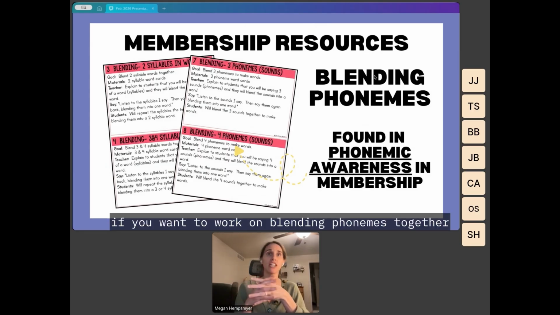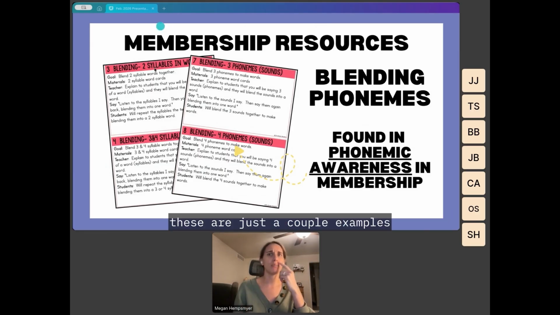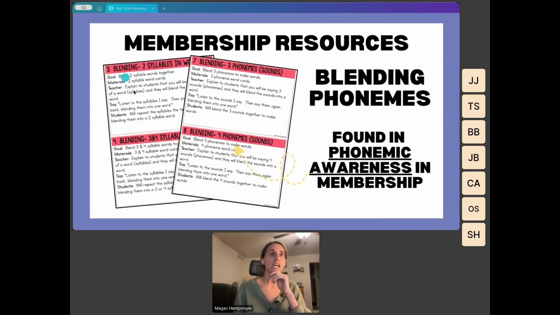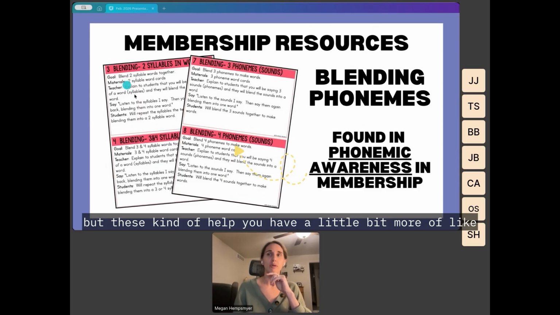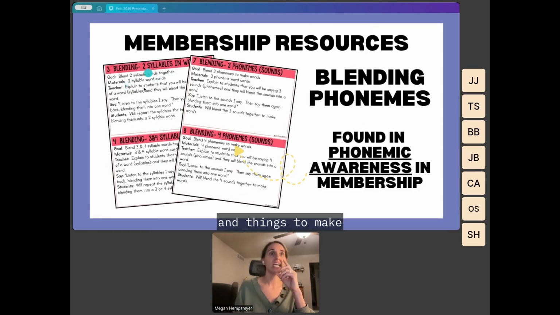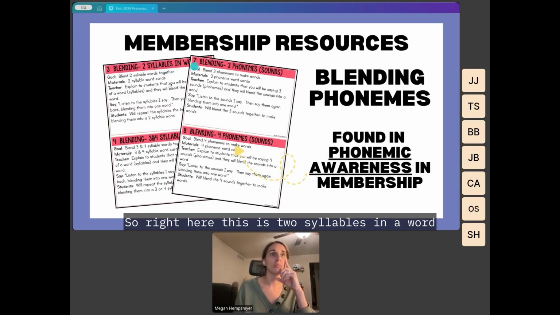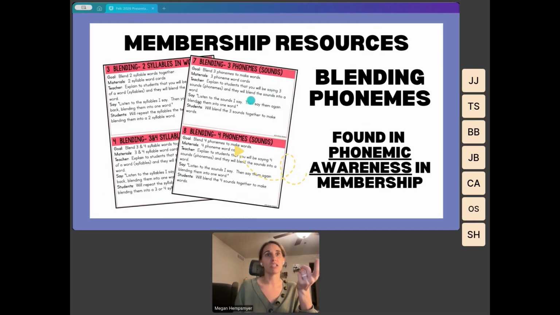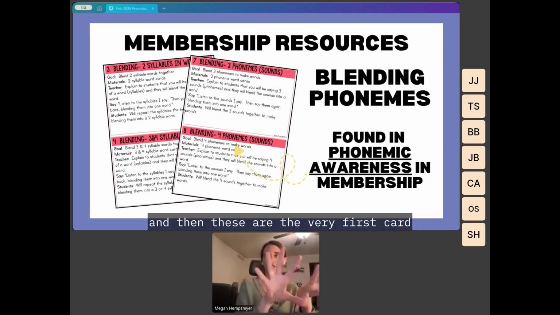on blending phonemes together. So you'll see here, these are just a couple examples. You can find these in the phonemic awareness section of the membership, but these help you have a little bit more of what to say, and they give you example words and things to make. So right here, this is 2 syllables in a word. And then right here, we've got 3 and 4 syllable words. And then down over here on the side, I've got blending 3 phoneme sounds, just an example. So you can see right here what your job is, and then what the students say. And then these are the very first card.